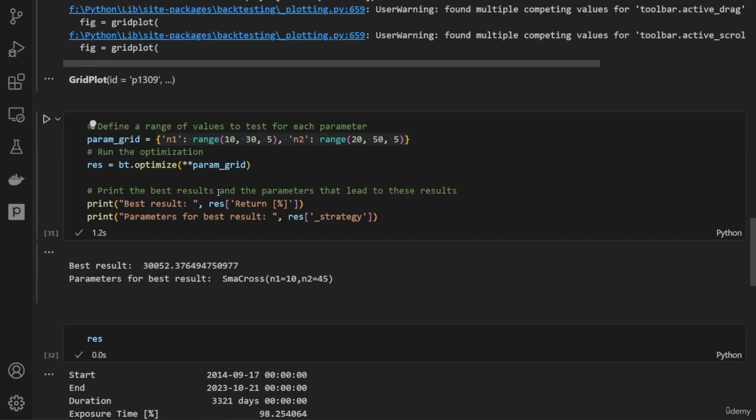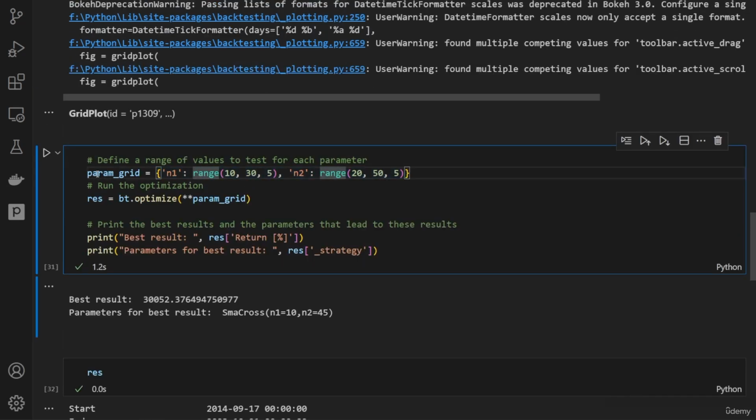So we can use a grid search. This is a dictionary called parameter grid, and it has the values of N1 and the values of N2 I want to include in the test. I'm using the range function from 10 to 30 in this case with a step of 5. So it's going to be 10, 15, 20, 25, and so on. So 30 is excluded in this case. Then for N2, we have 20, 25, 30, 35, 40, up to 45.